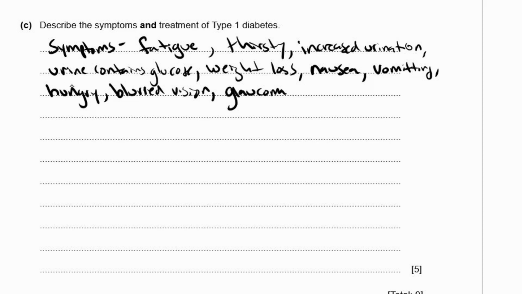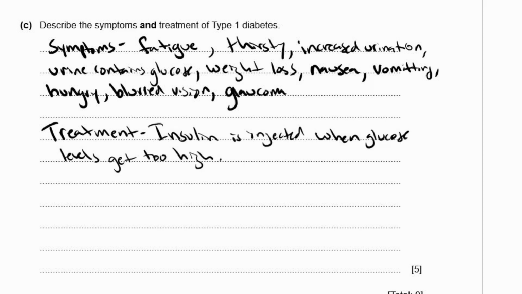So for symptoms, for this question, you won't get any more than 3 marks. So put down what you know. Maybe put down 4 just in case you're unsure, but be sure that what you put down is correct. Okay, treatment. So the treatment for type 1 diabetes: insulin is injected when the glucose levels get too high.